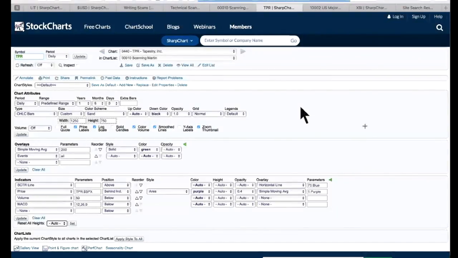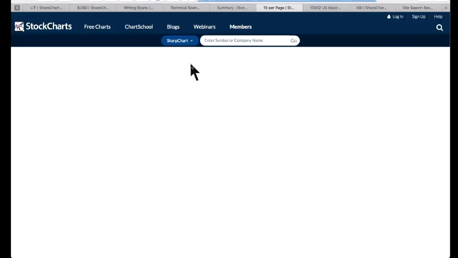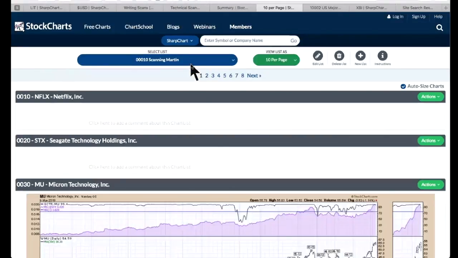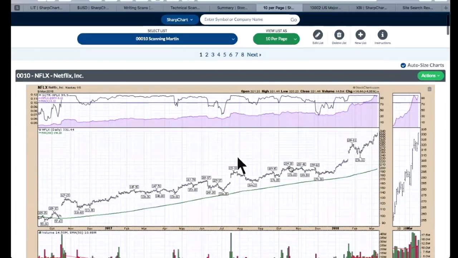And so here's Tapestry. That's the old Coach and Michael Kors. This looks like a new uptrend. This thing is happily rolling along. Anyway, so I just want to get into, you don't have to scan for PPO turning up and scooter ranking between X and X. A lot of times you just want to look for strong stocks and just quickly scroll through the list. Here's Seagate breaking out to new highs.